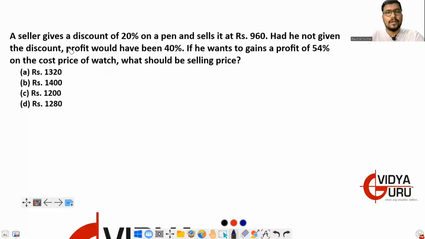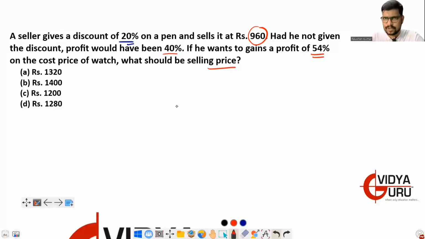See the important question. A seller gives a discount of 20% on a pen and sells it at rupees 960. Had he not given the discount, profit would have been 40%. Question is saying profit would have been 40%. If he wants to gain a profit of 54% on the cost price of watch, what should be the selling price? Just see, don't use the 960 part. Okay, 960 part will be used later. So just try to understand. Question is saying seller gives a discount of 20%.